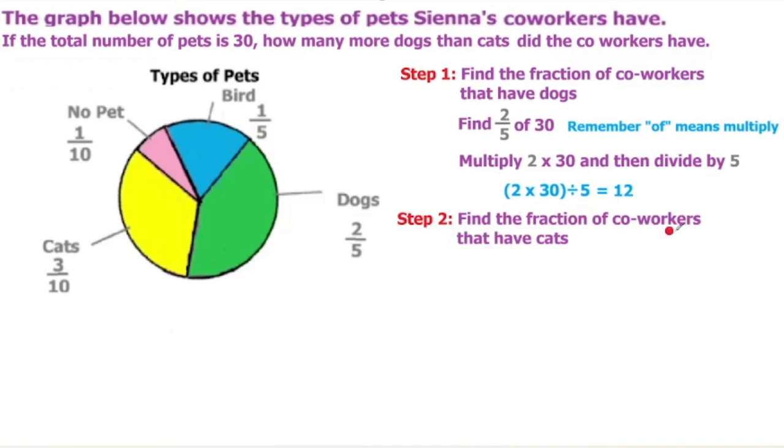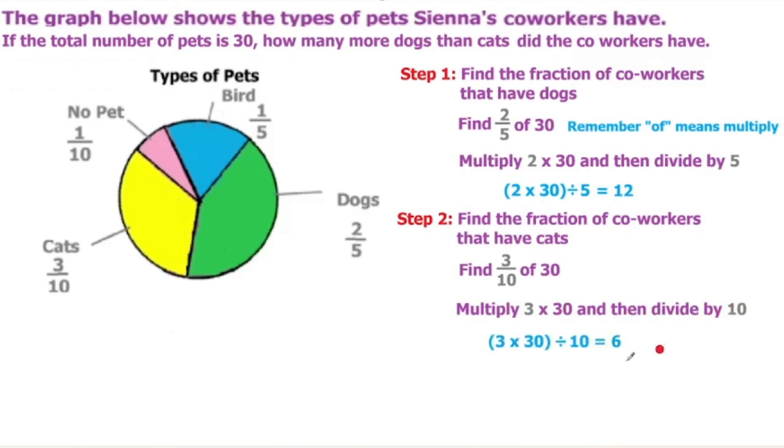Now, to find the fraction of coworkers that have cats, you do something similar. 3/10 had cats. So find 3/10 of 30. So now we multiply 3 times 30 and then divide by 10. So that's what we're doing.